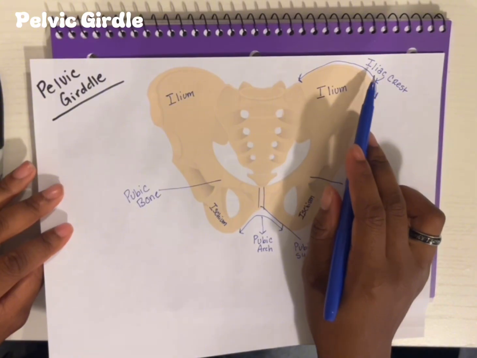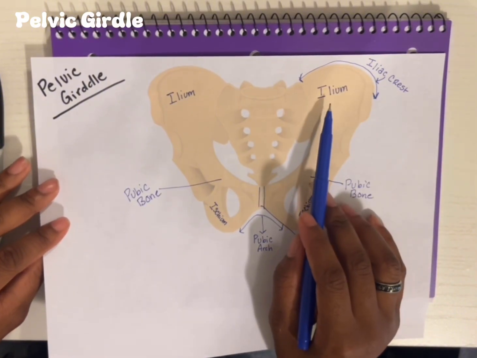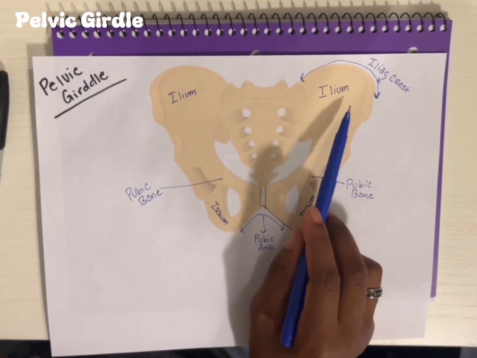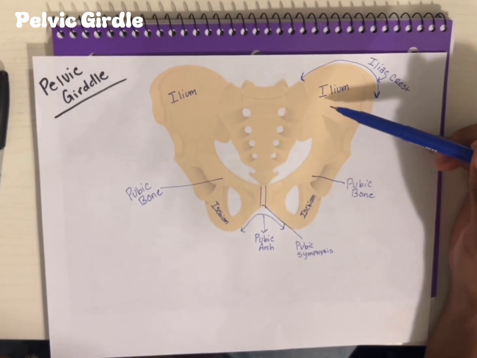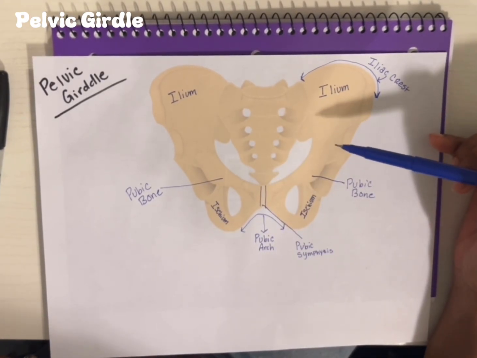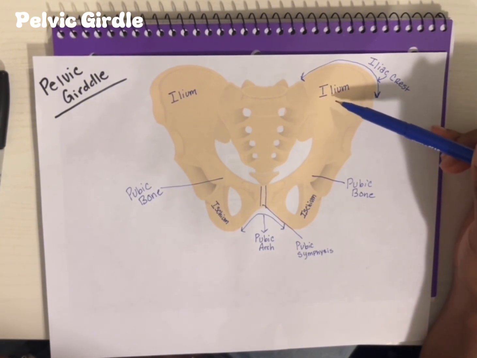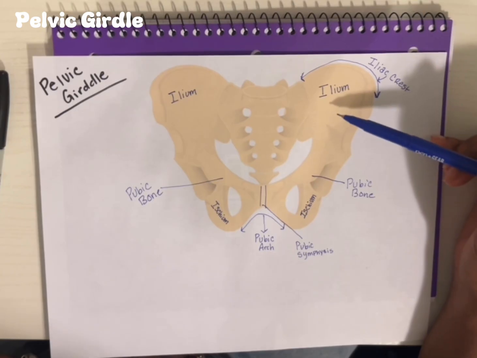This is the iliac crest, because this is the ilium. Iliac crest, ilium, it just makes sense. This is the ilium, but on this picture we can't really see the indentions or the fossas, but there is an iliac fossa.